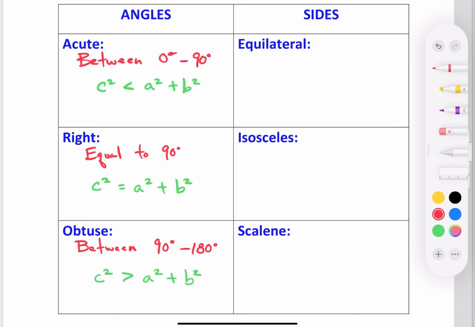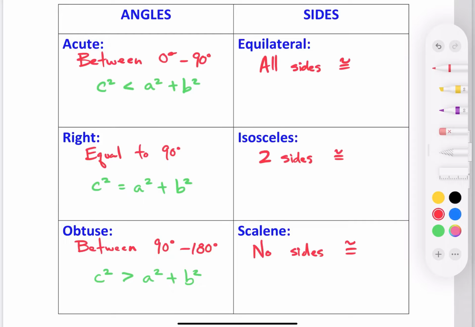Now, an equilateral triangle basically means that all sides are congruent. So all three sides will be exactly the same. Now, in an isosceles triangle, only two sides are going to be congruent. And in a scalene triangle, that means no sides will be congruent.